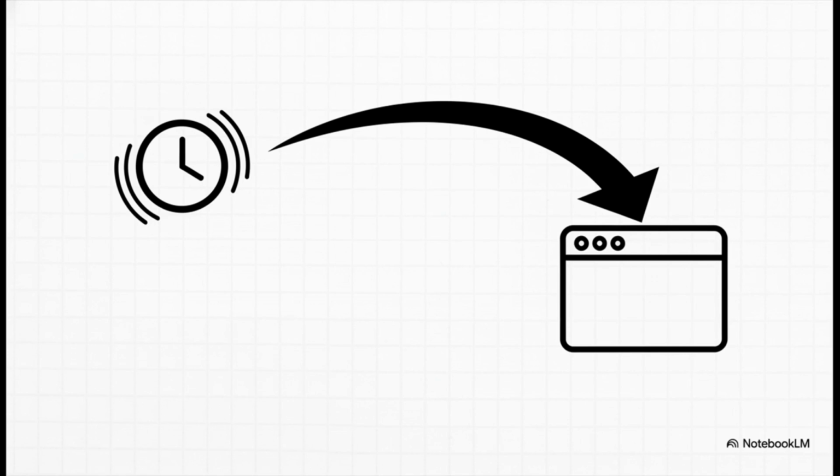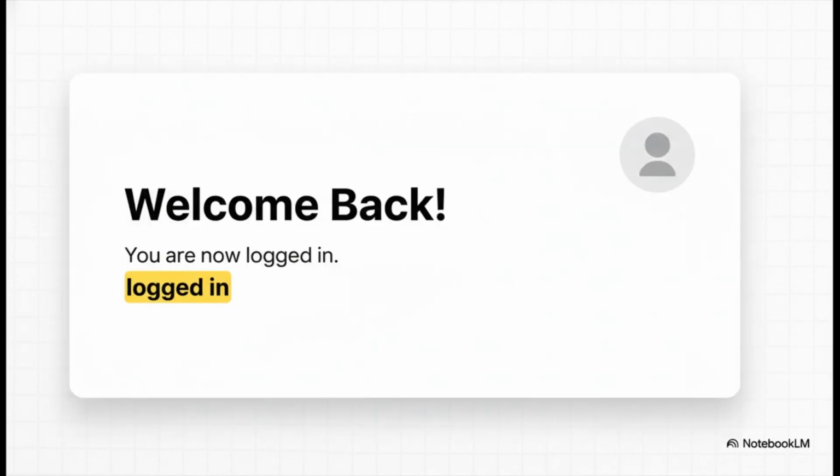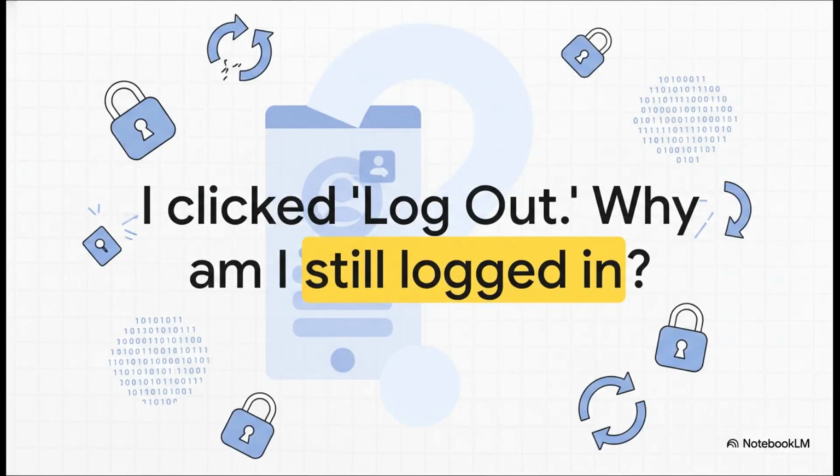So maybe a few hours pass, or maybe it's the next day. You type in the web address, or you tap on the app icon. And bam, there it is. A little welcome back message with your name on it. You're already in, no password needed. The app didn't forget you at all. And this is that moment of confusion. It feels wrong, almost like the software just ignored your command. So what is going on here? Why did the system do something so different from what you expected?